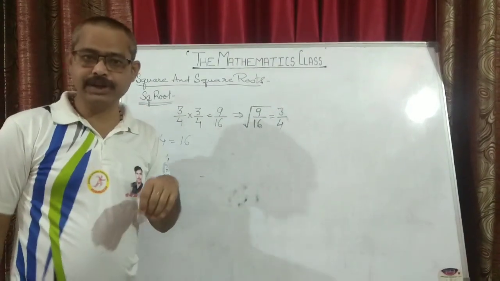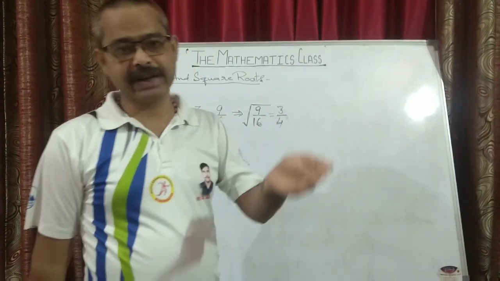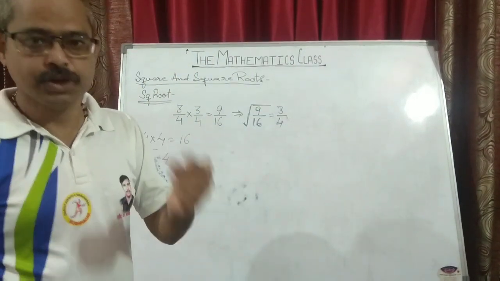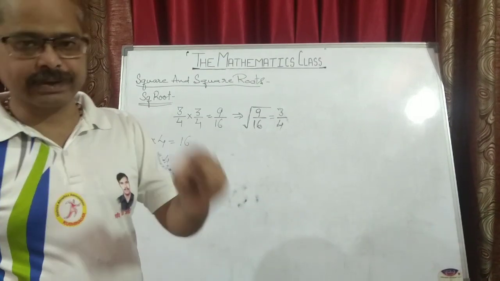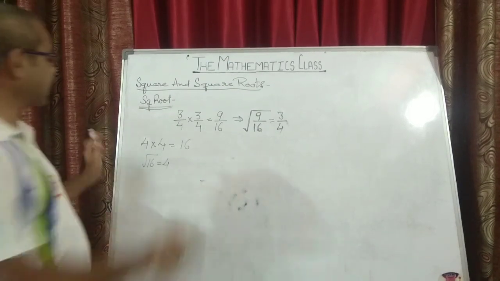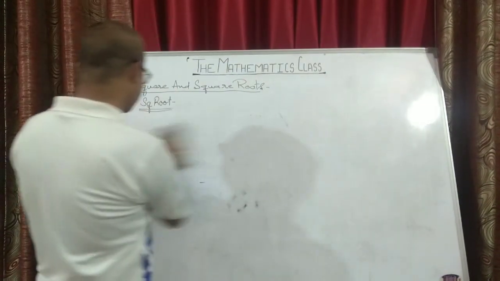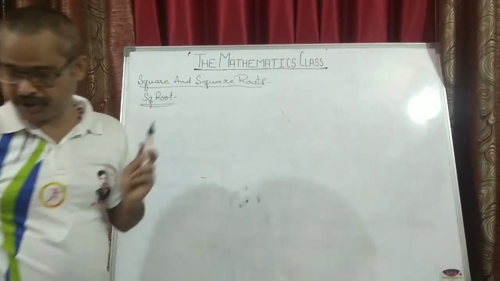Now how do we find the square root? Basically there are two methods. One is by prime factorization, one is the division method. So first of all we'll be discussing the prime factorization method, finding the square root by prime factorization. In this I will be taking 2-3 types of questions.